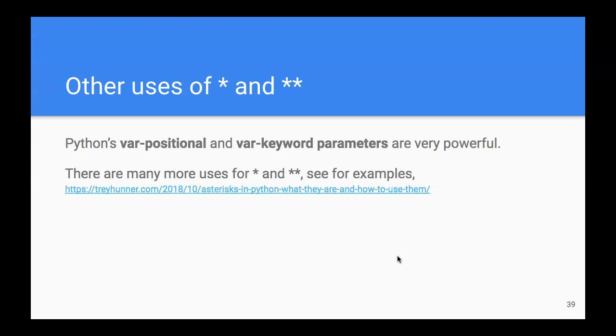So hopefully by now you have a good basic understanding of Python's var positional and var keyword parameters. We've gone over some examples of them. Hopefully you find them useful. They are in fact even more useful and more powerful than what we've already seen. So if you're interested, here is a link to a good article that I found that provides additional information on this topic.